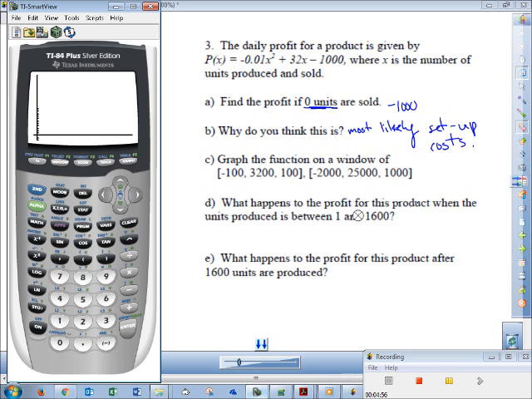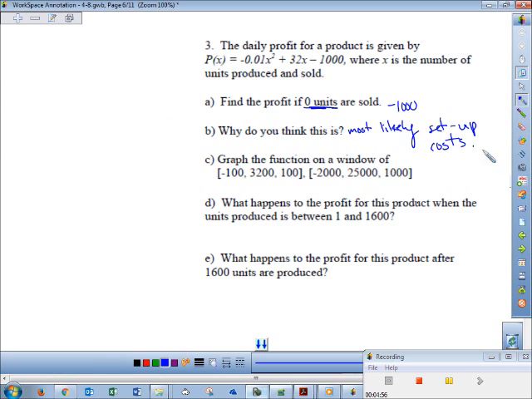It says what happens to the profit for this product when the units produced are between 1 and 1600. So 1600, remember that's right smack dab in the middle. If you wanted to actually figure out what that is, if you hit trace 1600, since 1600 is an x value, that would put your cursor right up there at the vertex of that bad boy. So they're asking you what's happening to the profit for this thing. They're wanting to know if it's increasing or decreasing. Well, that profit is increasing in that situation. Profit is increasing.